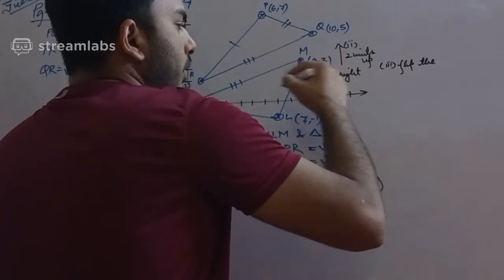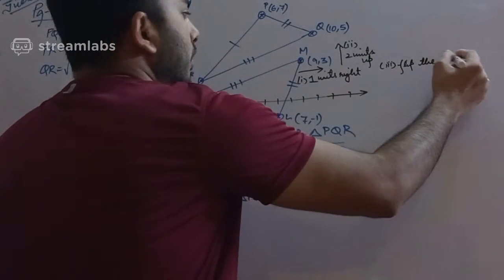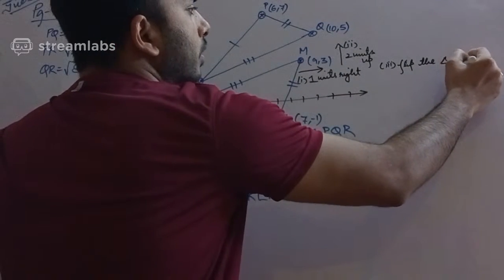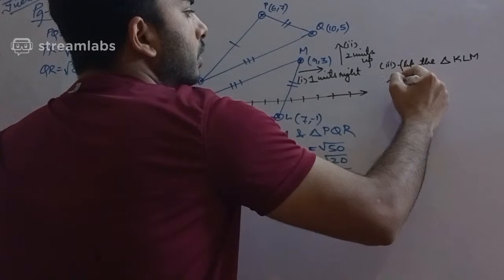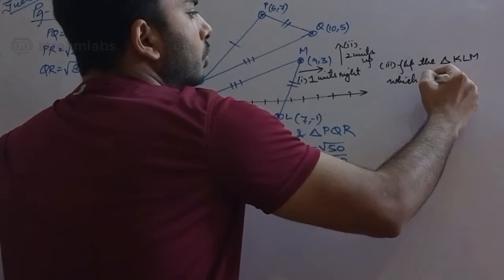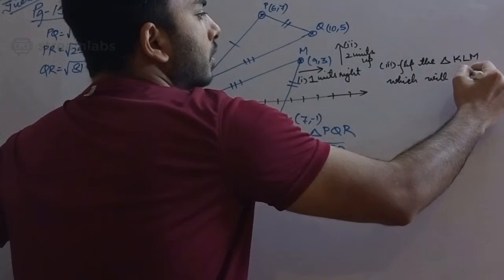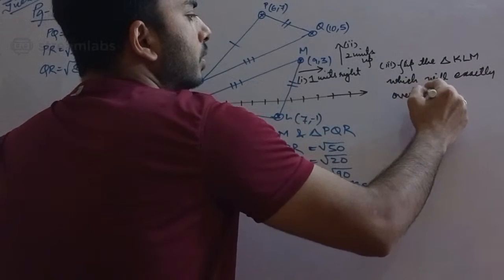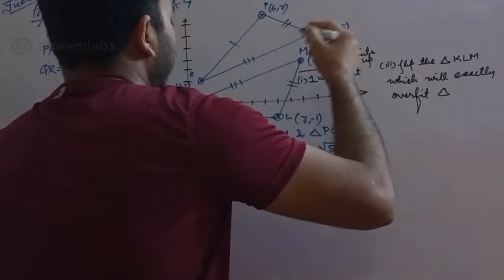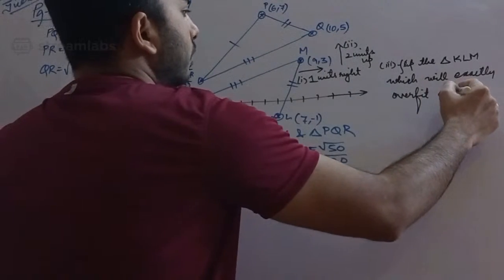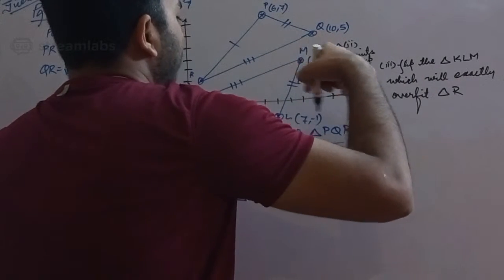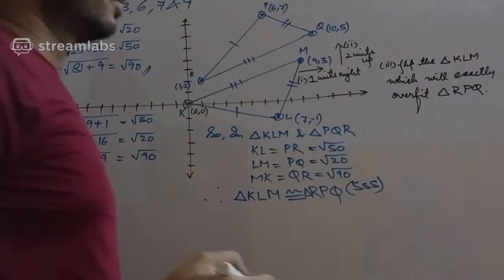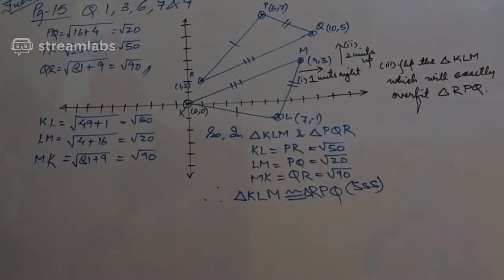Flip the triangle KLM, which will exactly overfit triangle RPQ. Okay, so this can be the process.